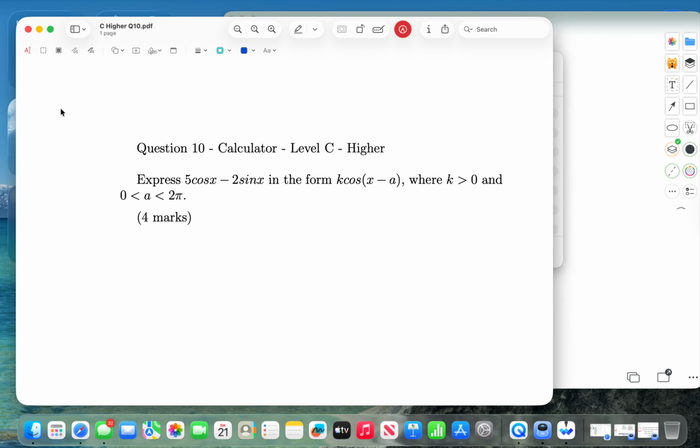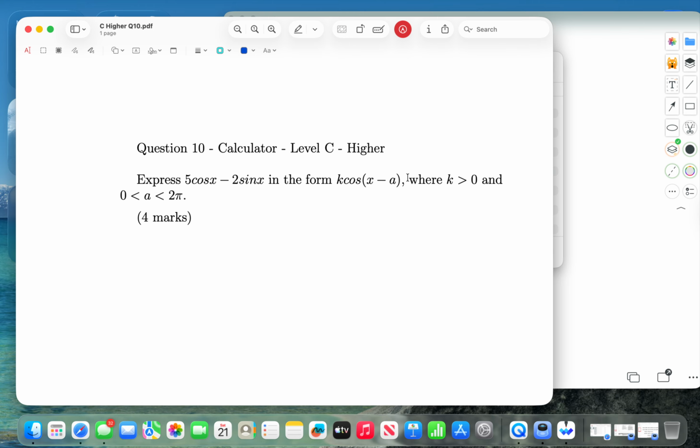We have a question on the wave function. We have to express 5 cosine x minus 2 sine x in the form k cosine(x minus a). K must be positive and a must be between 0 and 2 pi, so we're working in radians. Pause this and have a go if you wish, but I'm going to continue.